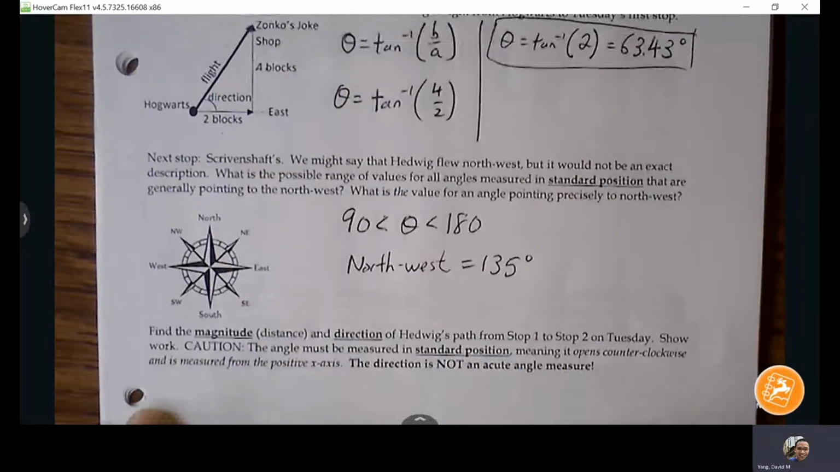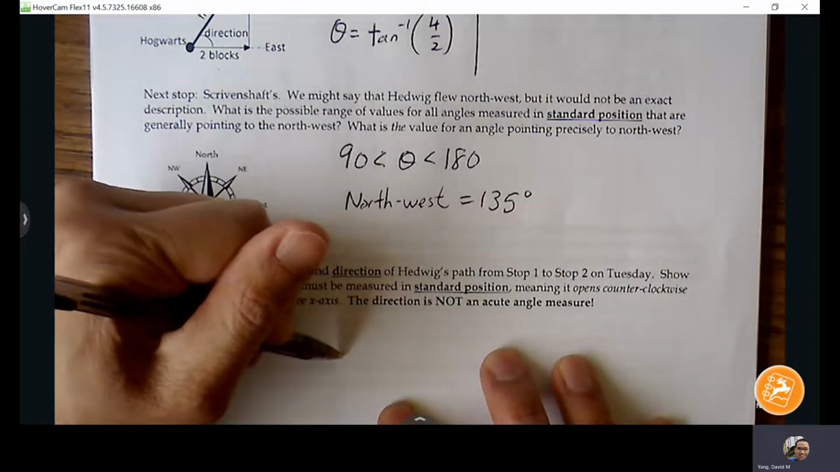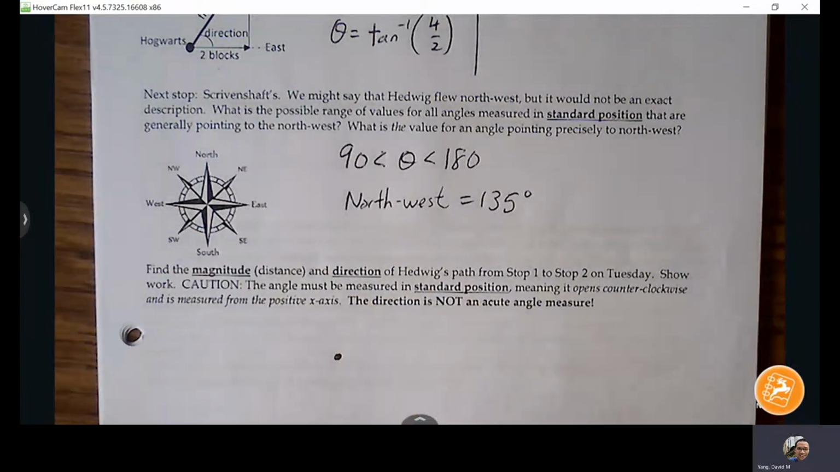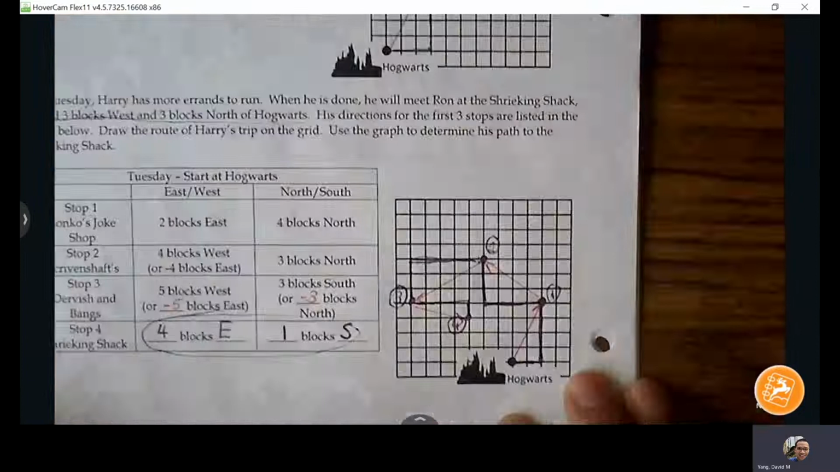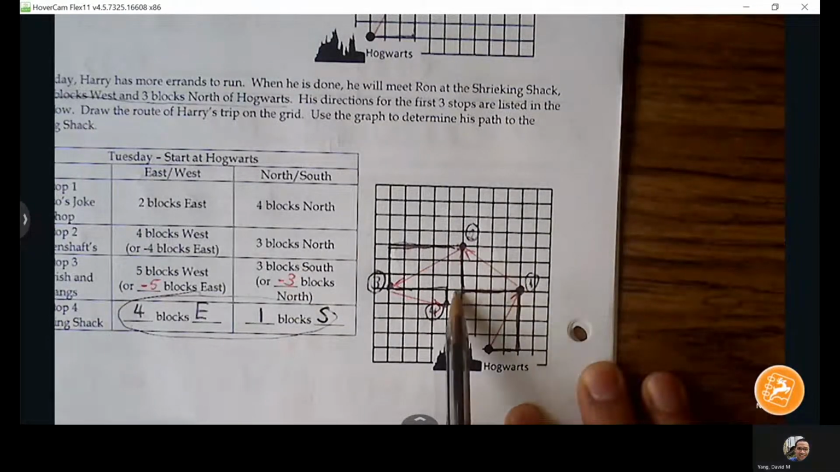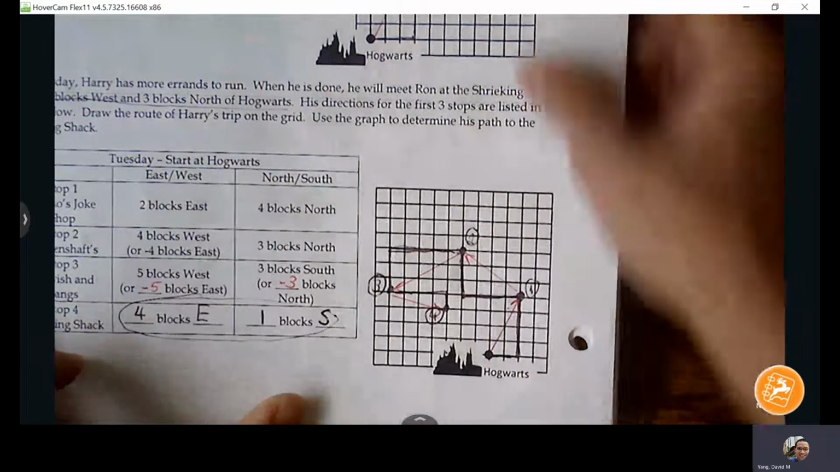Okay, so find the magnitude and direction of Hedwig's path from stop 1 to stop 2. So if you look at stop 1 to stop 2, previous page here, stop 1 to stop 2. So we're going to just create this triangle here. All right, figure out the length, or the horizontal and the vertical. And then we got to get our angle measure in standard position. So whatever angle we get here, we got to involve 180, right? Okay, so let's try that from stop 1 to stop 2.